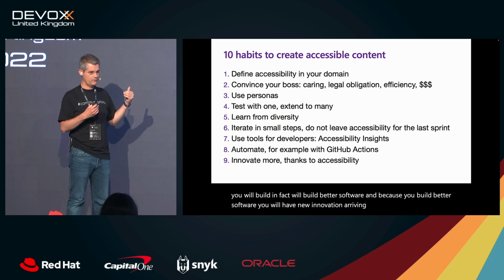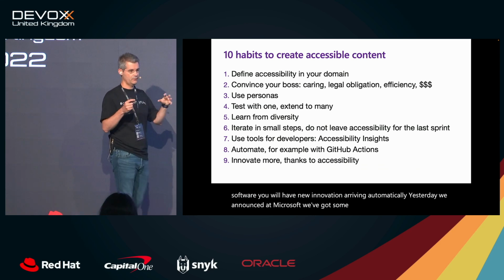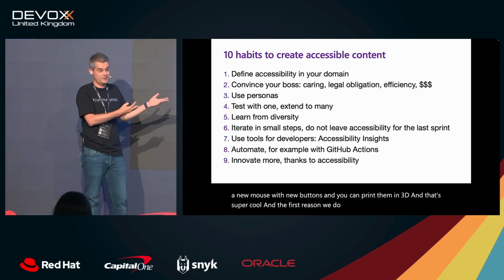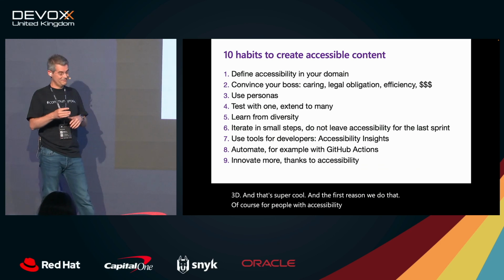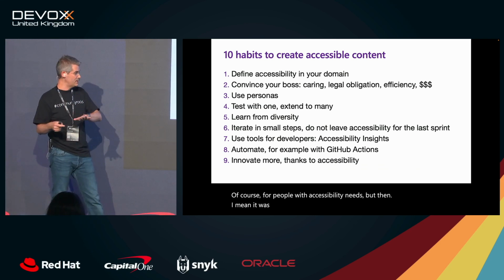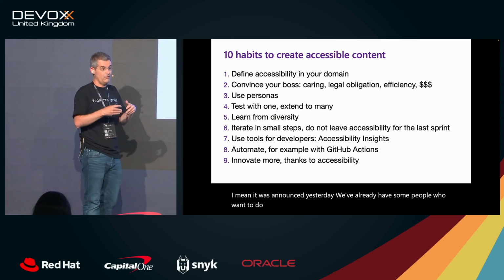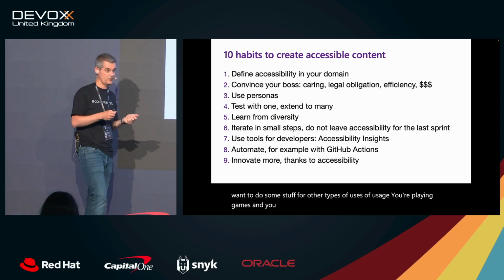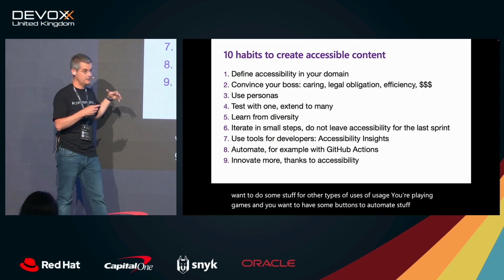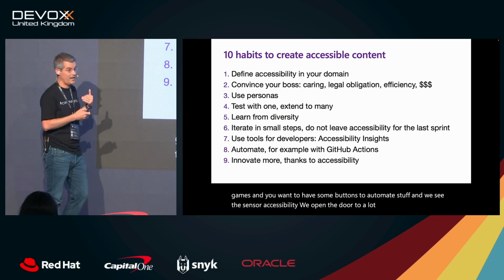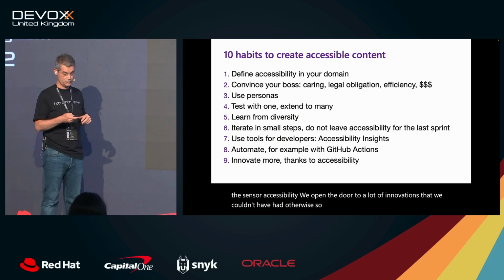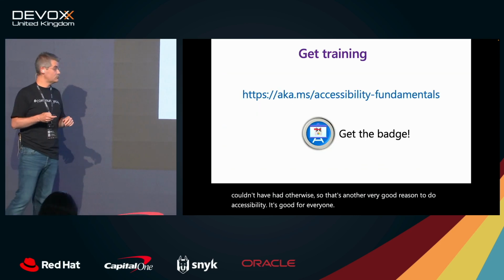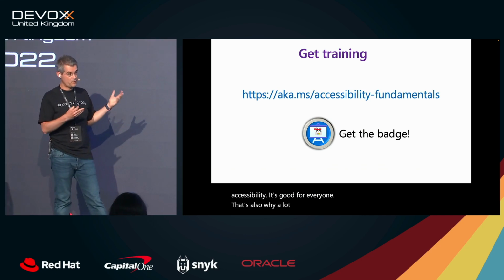Yesterday, we announced at Microsoft we've got some new accessibility tools. We've got a new mouse with new buttons, and you can print them in 3D, and that's super cool. And the first reason we do that is, of course, for people with accessibility needs. But then, I mean, it was announced yesterday, we already have some people who want to do some 3D stuff for other type of usage, like you playing games, and you want to have some buttons to automate stuff. And we see that thanks to accessibility, we open the door to a lot of innovations that we couldn't have had otherwise. So that's another very good reason to do accessibility. It's good for everyone. And that's also why a lot of Microsoft product is very popular today.